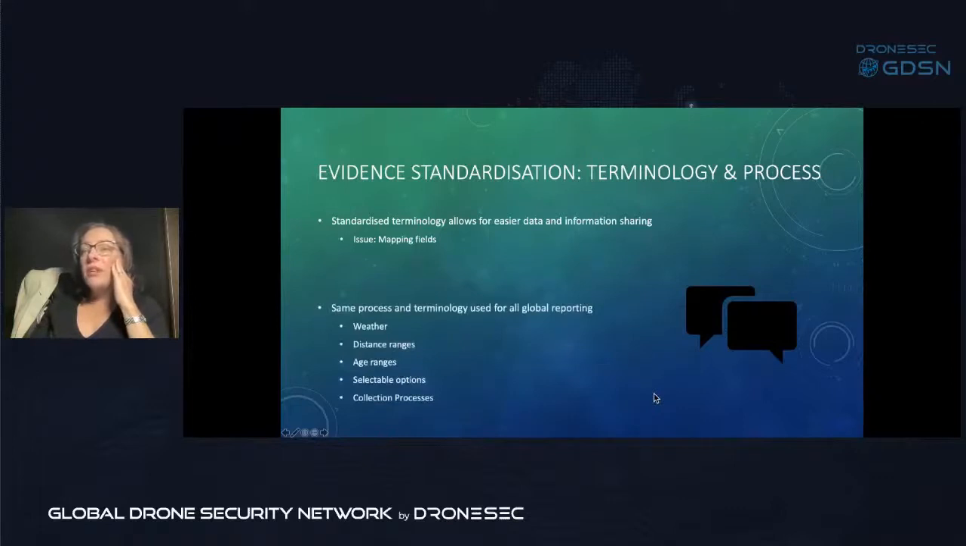So how we try and do this is the same process and terminology we use for all the global reporting, and also we put this across both systems. So the weather we get from ICAO, distance ranges from the public reporting. We've done a lot of testing on what really can people visually see, and we've kept those ranges. This also does help you by doing those tests that if someone says, I can see something which is 100 meters away, you're sort of like, how reliable is that?